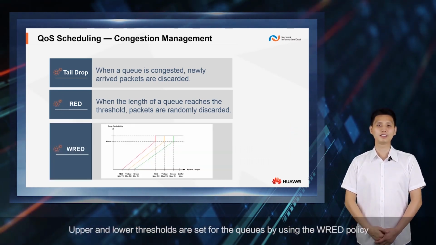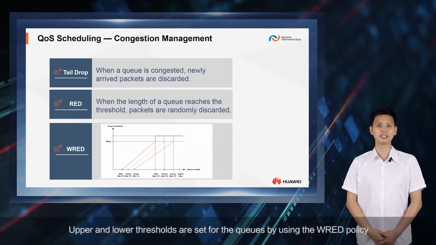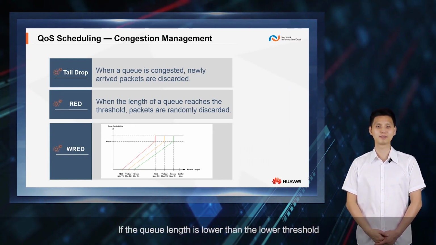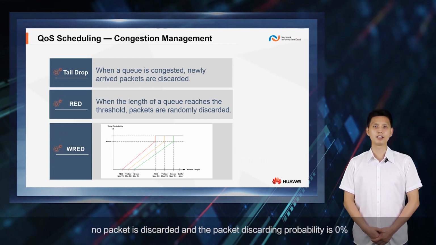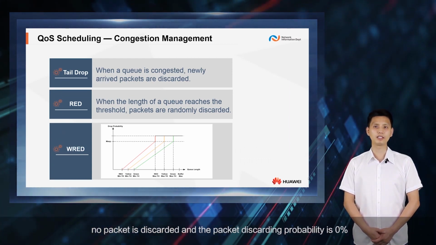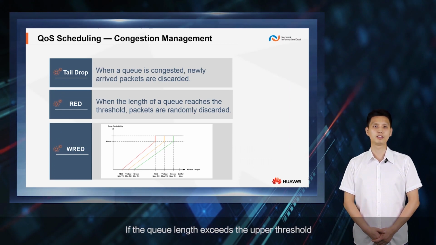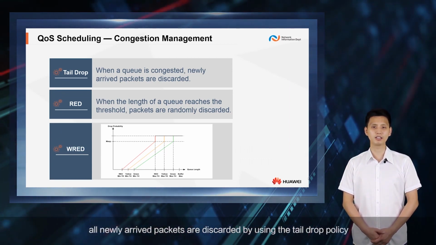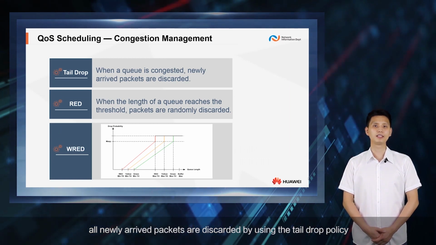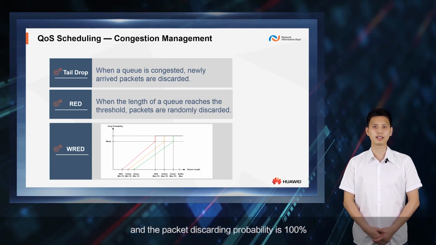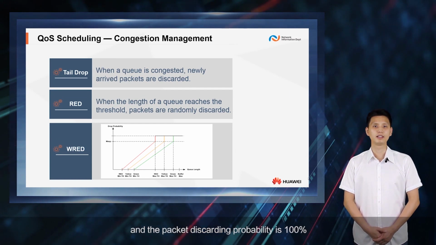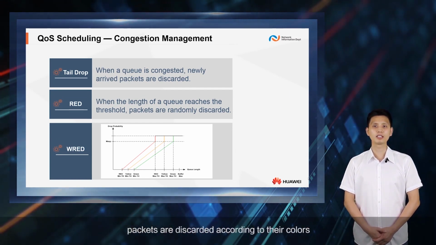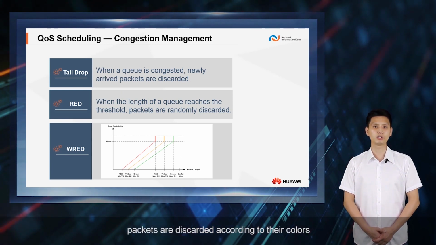Upper and lower thresholds are set for the queues by using the WRED policy. If the queue length is lower than the lower threshold, no packet is discarded and the packet discarding probability is 0%. If the queue length exceeds the upper threshold, all newly arrived packets are discarded by using the tail drop policy, and the packet discarding probability is 100%. If the queue length is between the upper and lower thresholds, packets are discarded according to their colors.